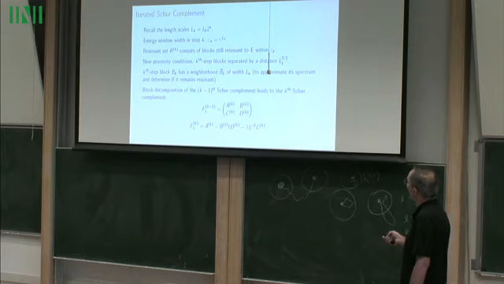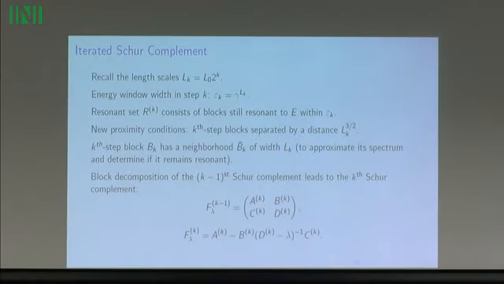Now we're going to have a kth step resonance set, and those are going to consist of the blocks that are still resonant to E within this now much smaller distance epsilon k. Then we have to, of course, do proximity conditions as well. That's going to be a multi-scale version. These k-step blocks are going to be separated by a somewhat larger distance, lk to the 3/2, and then it's going to have a neighborhood, as I mentioned, with lk. There are some details in this which go way back to Froelich Spencer, 83. It's all very similar to that.